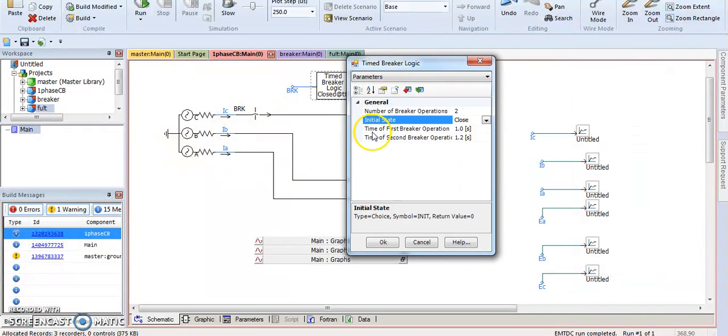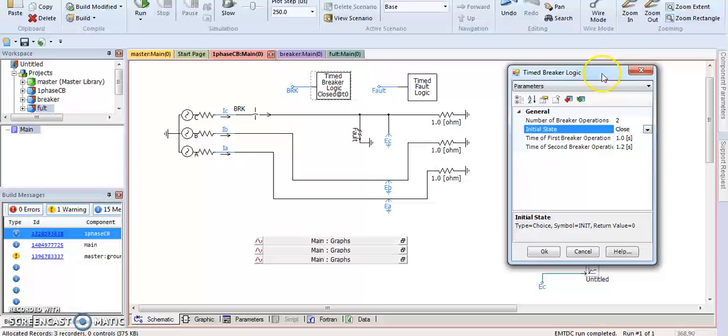Okay, here is the time for the first breaker option. What does it mean? This means the time for the circuit breaker to open and the time for the circuit breaker to close, 1.2. So in order to specify this time, we have to know the time of our fault, what the suitable or specific time is for the fault to happen.